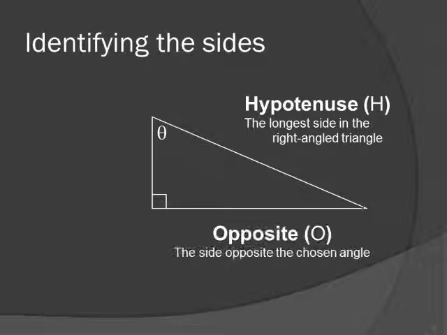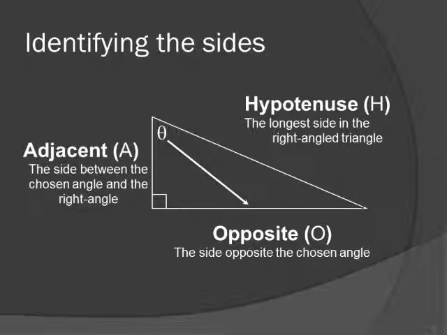Always the longest. The opposite is the side which is opposite the chosen angle. So it doesn't touch it, it's opposite. And the adjacent is the side between the chosen angle and the right angle.